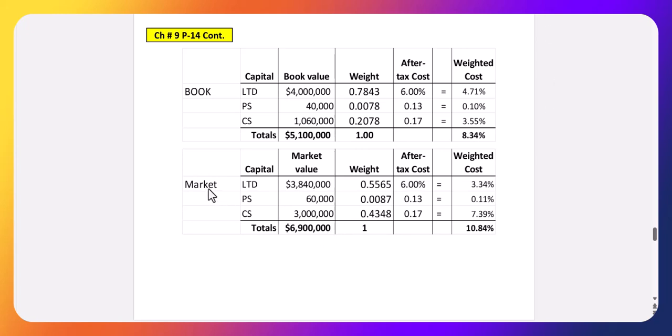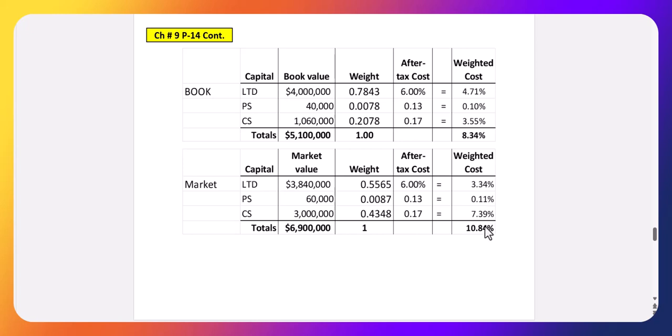Now we're going to do the same thing when we calculate the market value of our company. We have long-term debt, preferred stock, common stock. These are at current market values, and we have a total of $6,900,000. If we divide each of these capital structure elements into $6,900,000, we end up with our weights. Our weights multiplied by the after-tax cost will equal our weighted cost per capital structure element.